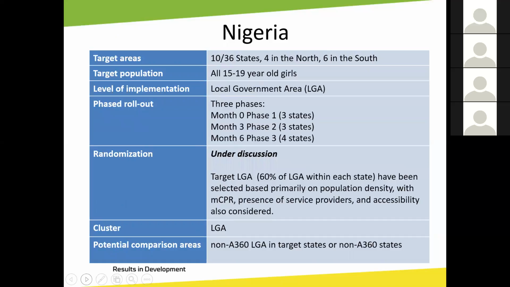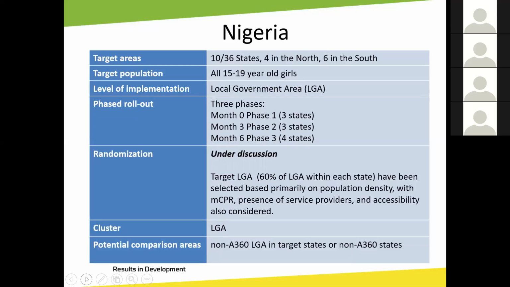So I've just come back from Nigeria, so this information I've recently discussed with the team there. They're targeting 10 out of 36 states, divided between North and South Nigeria. Again, all adolescent girls targeted. They plan to implement at the level of local government area, and in 3 phases. So 3 states will receive the intervention next summer, followed 3 months later by 3 further states, and 3 months later by the final 4 states.